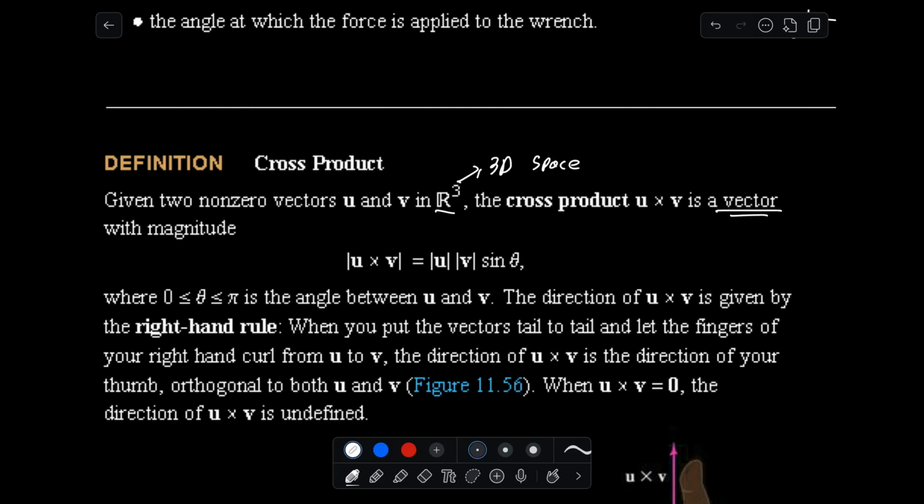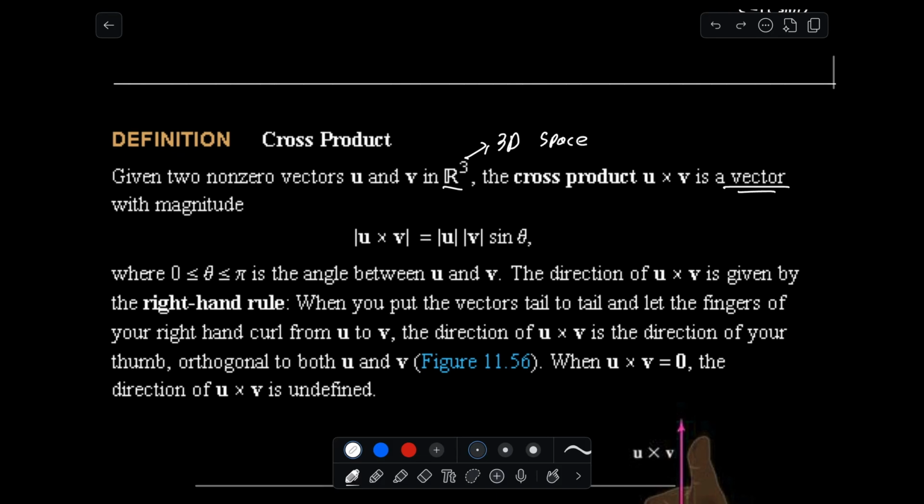This means it has a direction and magnitude, with the magnitude of u times the magnitude of v times sine theta, where theta varies from 0 to pi and is the angle between u and v. The direction of u cross v is given by the right-hand rule.